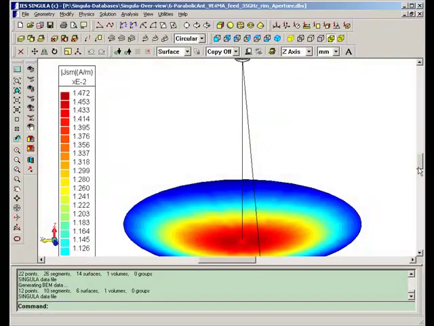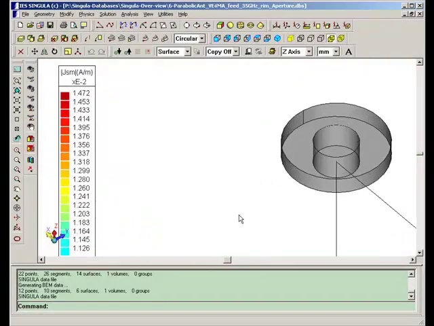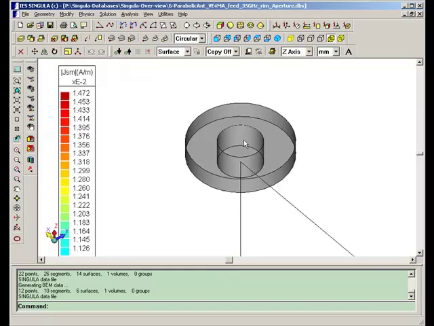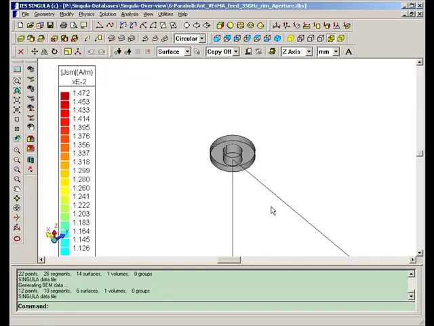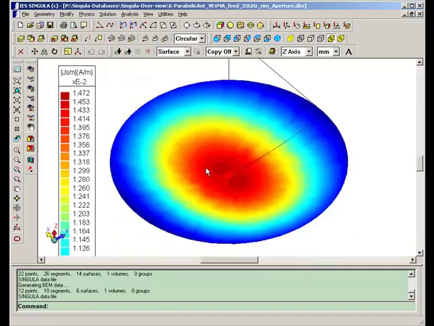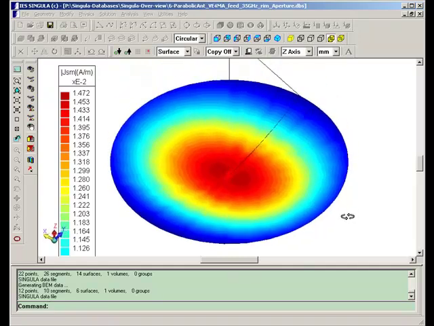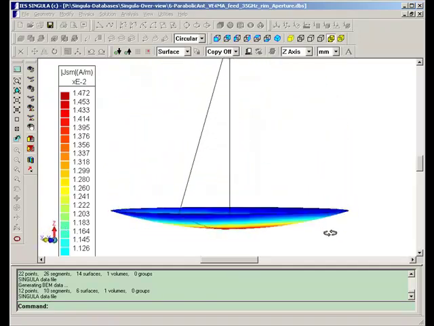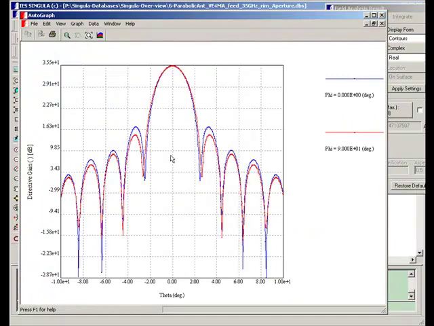Flange. This is a parabolic reflector. The feed is shown here, a cylindrical waveguide with a flange. The colored pattern you are seeing here is currents induced on the reflector. This is the radiation pattern in a rectangular plot.